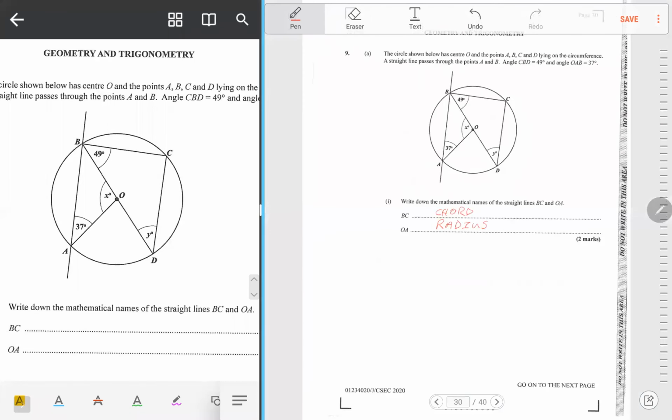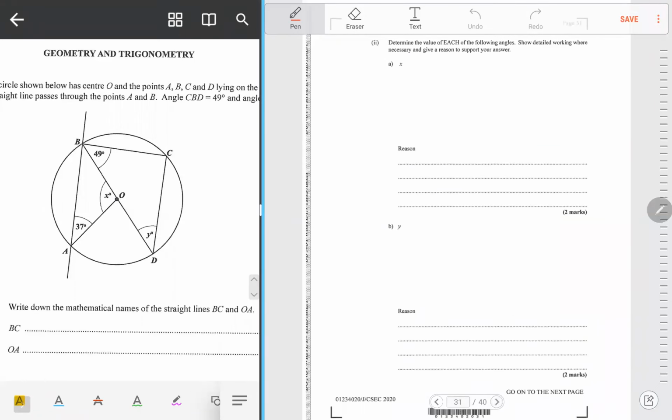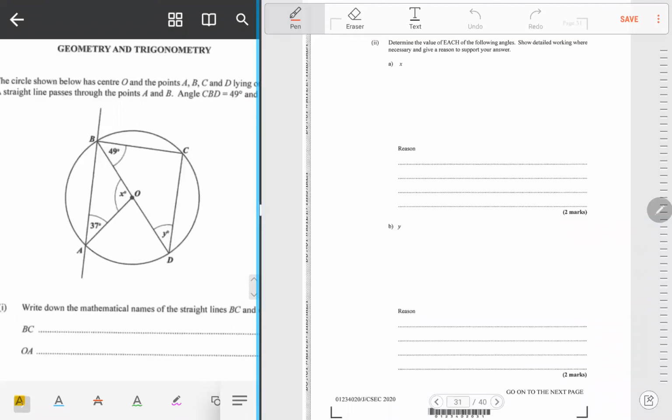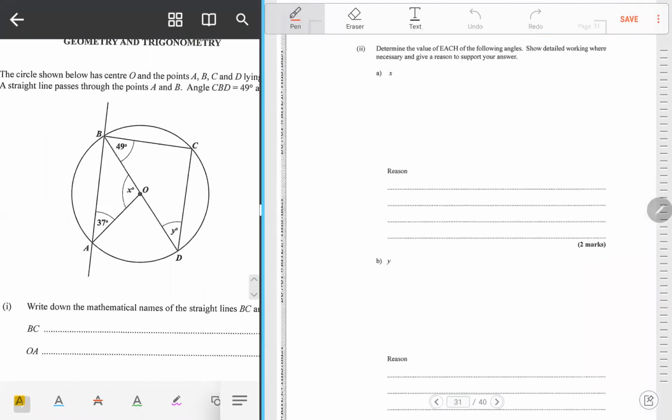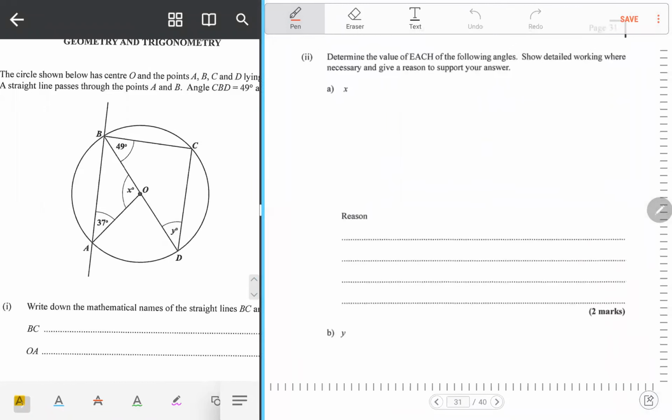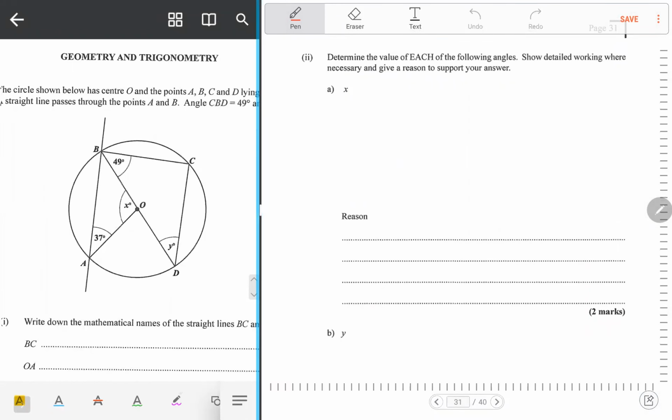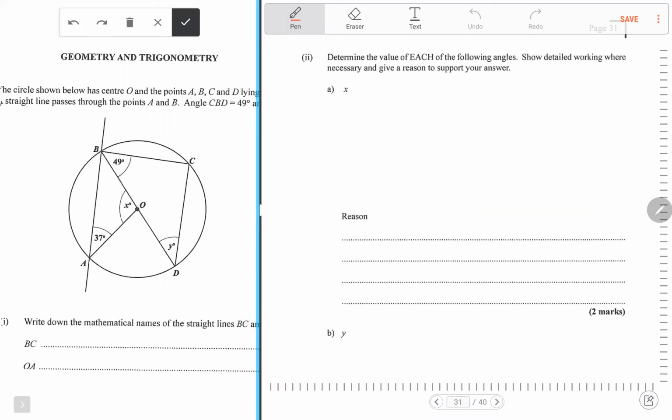All right, what else do they want us to do? Let's go over to the next part. Then I want us to get some angles, and that's why I have to keep the diagram over here. The second part now wants us to determine the value of each of the following angles. We have to show detailed workings and give reasons to support the answer. So basically the reasons used are the 7 rules. The first angle that I want us to find is the angle at the center, the angle right here.